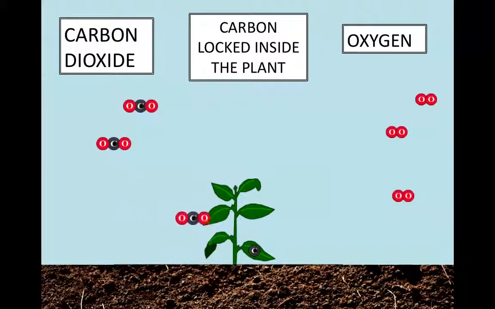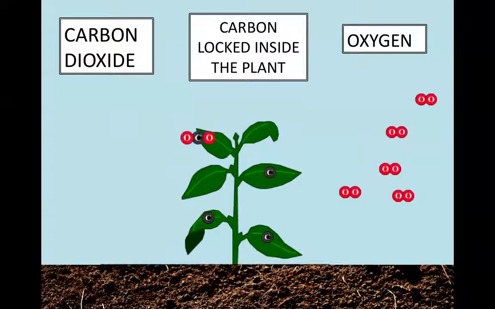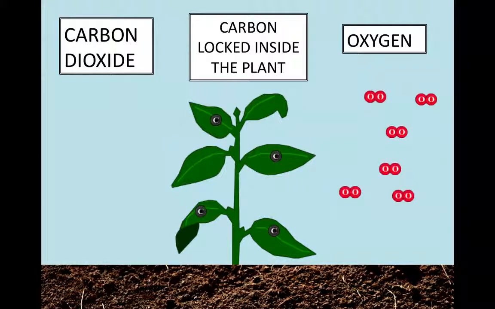This process continues over time. Carbon dioxide is absorbed, oxygen is released, and carbon is locked inside the plant as it continues to grow. Notice that the end result is a lot less carbon dioxide than we started with, and a lot more oxygen. This is good news for animals like us that need oxygen to breathe. But how can we get the carbon back?